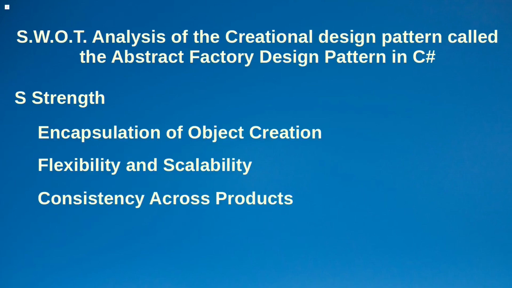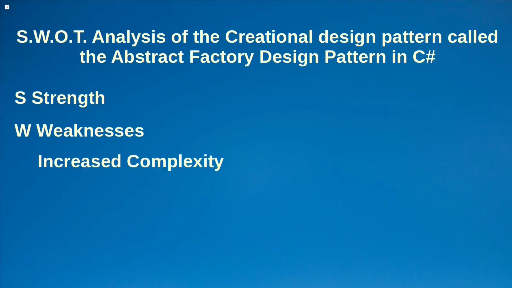Consistency across products. By using an abstract factory, you ensure that products from the same family are used together, maintaining consistency across the application. Strong type checking. In C#, the abstract factory pattern takes advantage of strong type checking at compile time, reducing runtime errors and enhancing code safety. W. Weakness. Increased complexity.